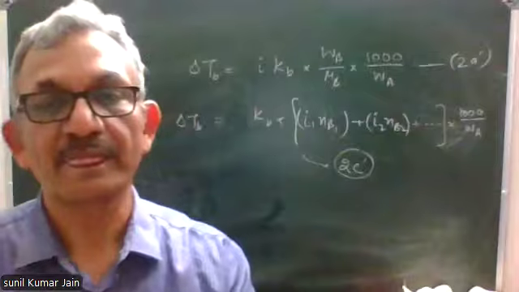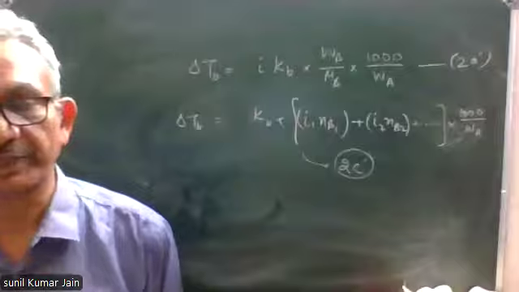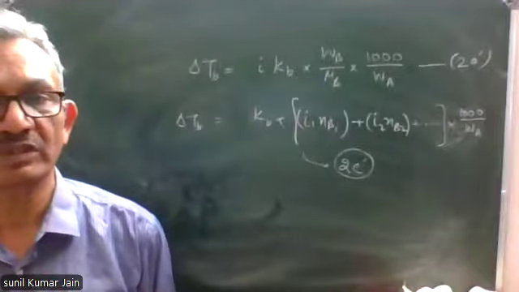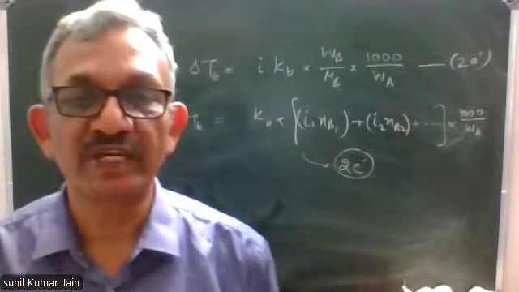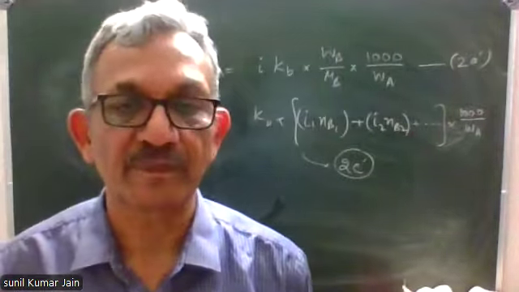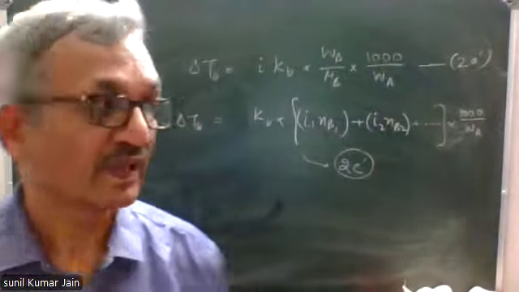2C dash. Now, third colligative property, modification in third colligative property. Pattern number 3, depression in freezing point. Depression in freezing point.